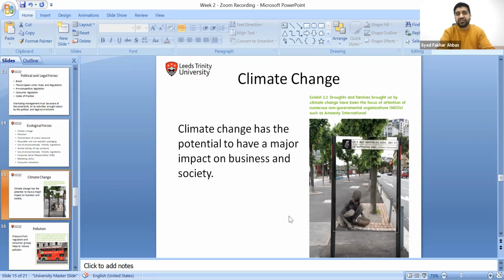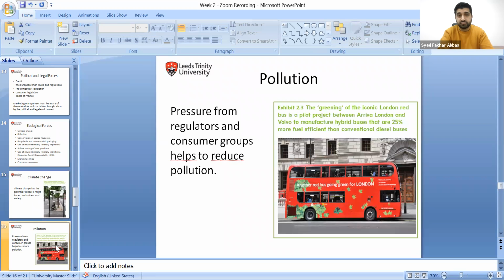Here we can see climate change is also impacting companies now. Climate change has the potential to have a major impact on business and society. Pollution: pressure from the regulators and consumer groups helps to reduce the pollution.